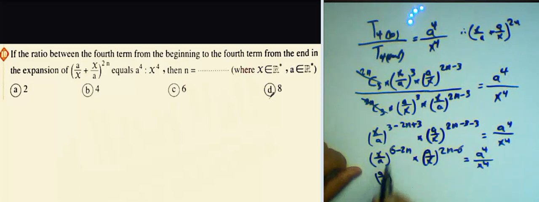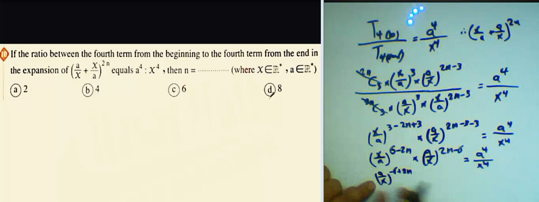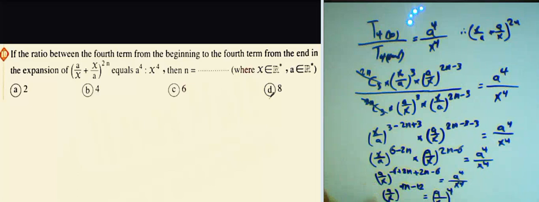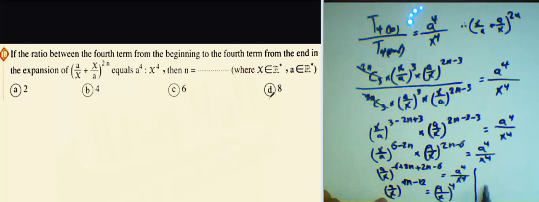Like a over x here, okay, right, a over x power negative 6 plus 2n, and we must equate because this is equality, we must equate the power, right, 2n minus 6, will be a power 4 over x power 4. Then a over x power 2n plus 2n equals 4n, negative 6 and negative 6 is negative 12, equals a over x all power 4. We have two bases equality here, then base equal base, power equal power, then 4n minus 12 equals 4, then 4n will be equal to 16, divided by 4, then n will be 4. Choose letter B.